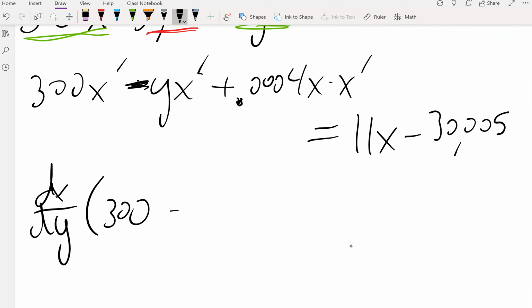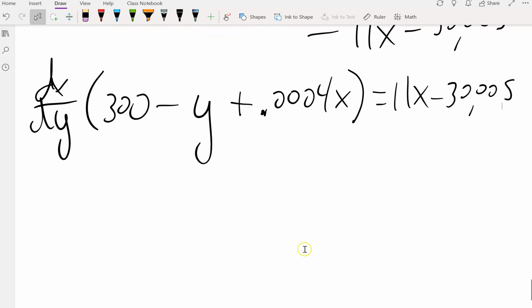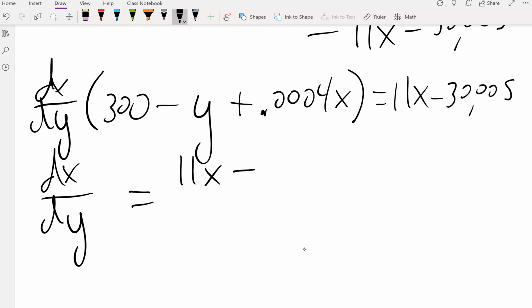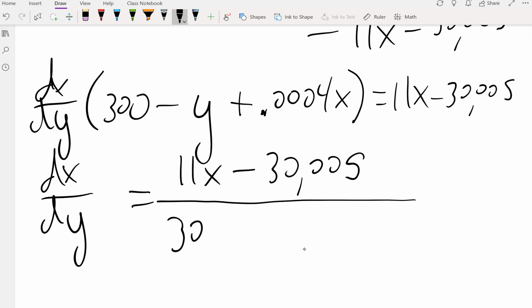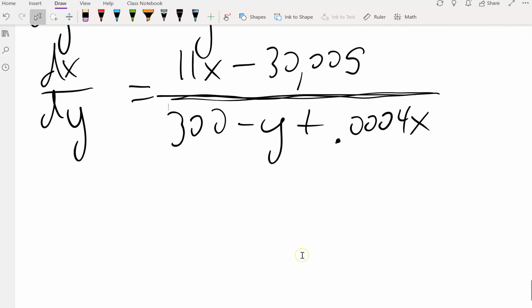When I factor it out, I get 300 minus y plus 0.0004x, and that'll equal 11x minus 30,005. From this point, we're done. We divide over that expression, and here we have it. We have the rate of change of labor hours as it deals with the increase or decrease of acreage. It is a very complicated equation, and what I would need now is a particular point in time. You give me a particular point in time, and I would determine what's going to happen.